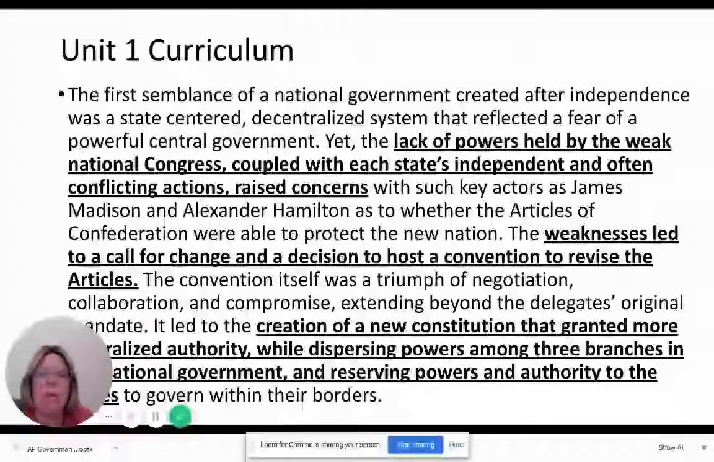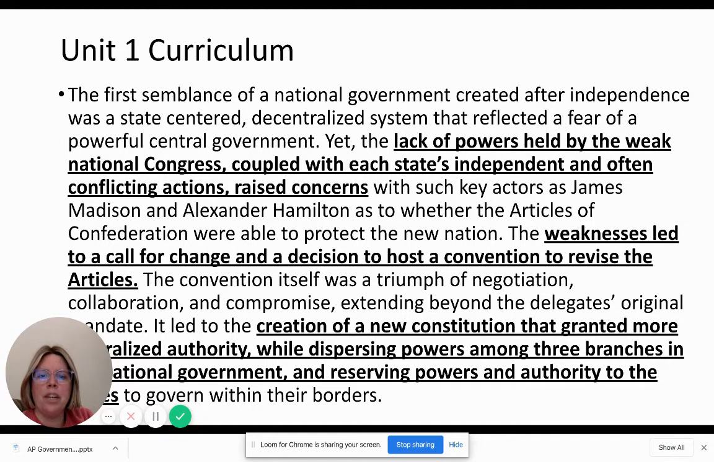So it is important to remember that originally they were sent up to Philadelphia not to write a new constitution, but to revise the Articles of Confederation and fix that system. Once they got there, though, they realized, this is not so good. We should just create a new system. So the convention itself was a triumph of negotiation, collaboration, and compromise, extending beyond the delegates' original mandate.